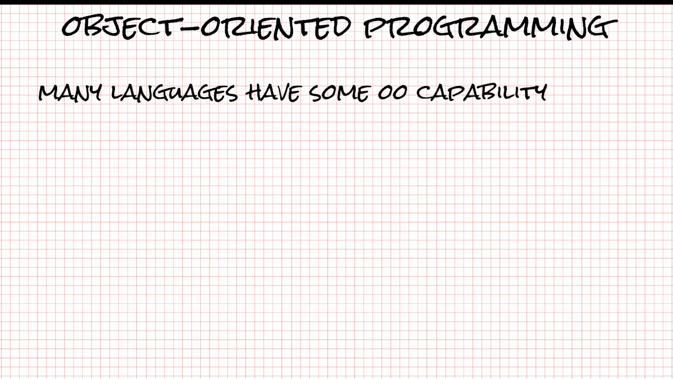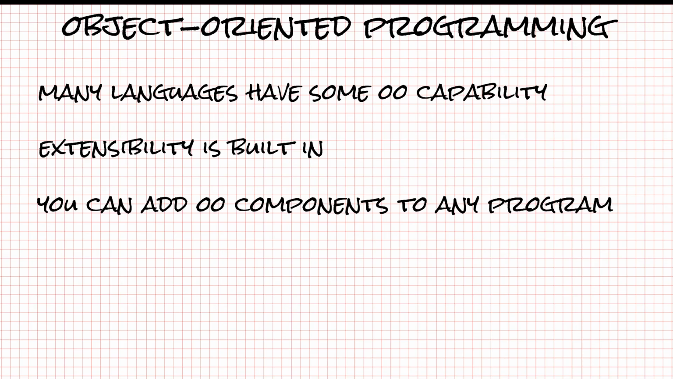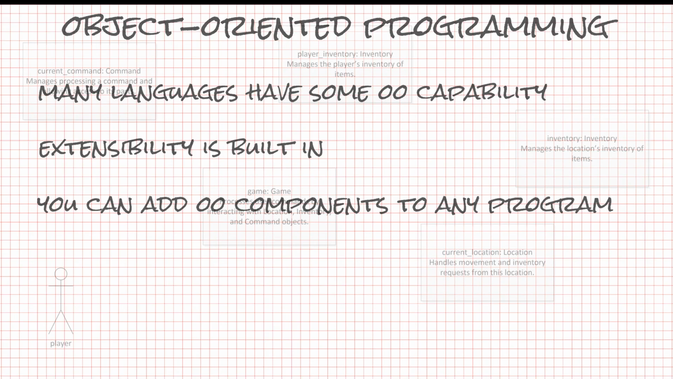Many modern languages have at least some object-oriented capabilities, and an object-oriented system can be easier to enhance and extend if it's designed well. Even if you end up preferring the non-object-oriented implementation, you might like to include some object-oriented components. You should at least have the option.